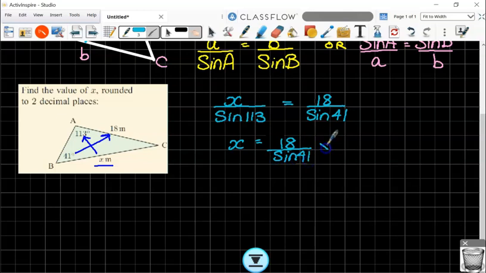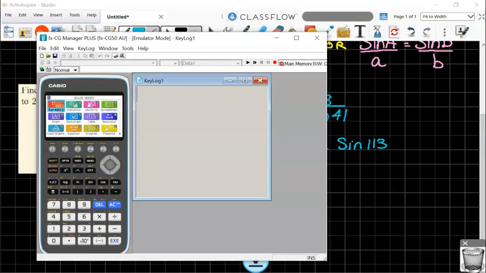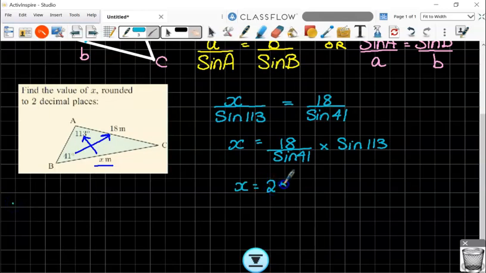So off to the calculator we go. Pump it in. Okay, we're going to pop that in, go into normal calculator mode. I'm in degrees, so 18 over sine 41 times sine 113. I remembered. It's an exciting moment. They're clapping, but it is a big deal these days because the memory is starting to go. So 25 point, if I'm going two decimals, 25.26 meters. That's it.